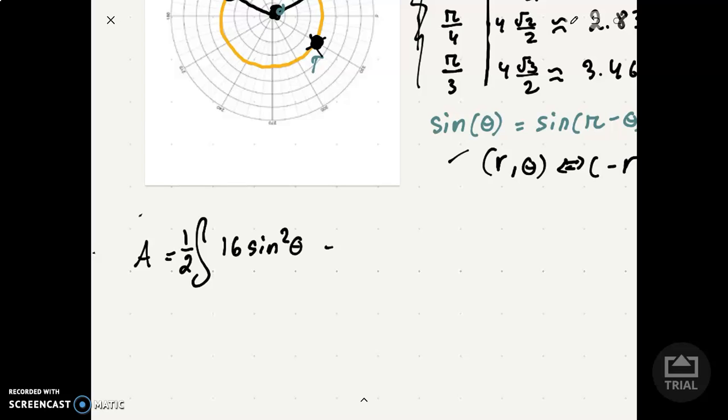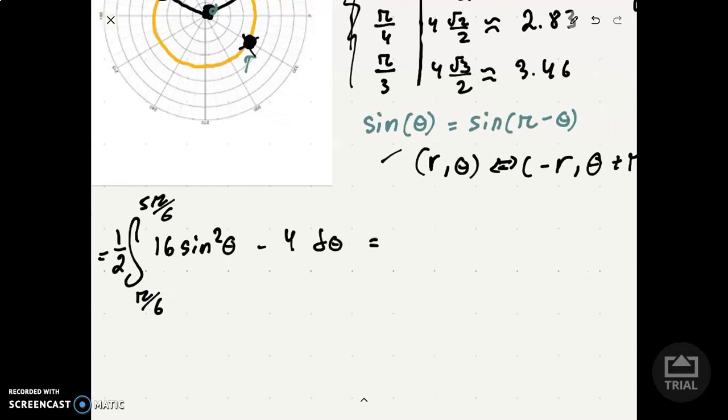And then our inside function was 2, so 2 squared is 4, and this is d theta. And from the graph, or setting them equal, you get 5 pi over 6 and pi over 6 as the limits of integration. Now from there, I'm going to factor in the 1/2, sorry, and then break it up into 2 integrals.